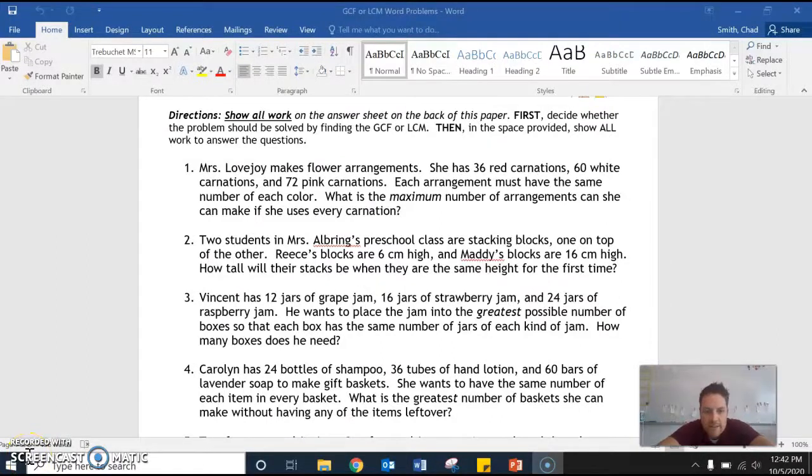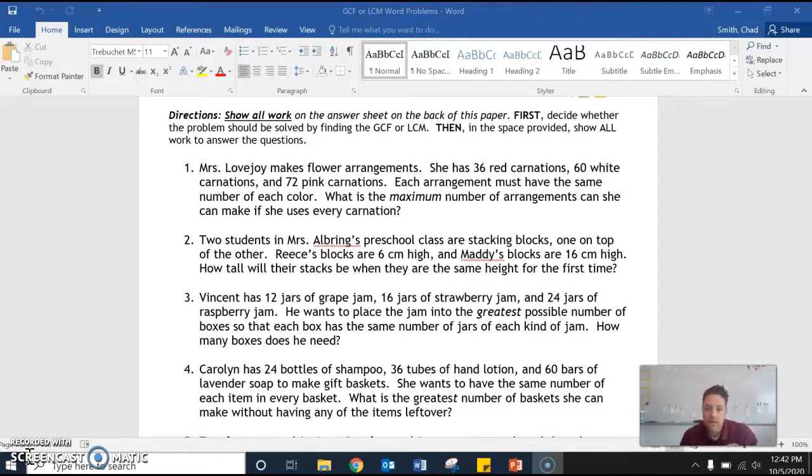I just wanted to take the time to go over the first, maybe the second problem with you here on this worksheet you're going to be doing. So take your worksheet out. It says Mrs. Lovejoy makes flower arrangements. She has 36 red carnations and 60 white carnations and 72 pink carnations. Each arrangement must have the same number of each color. What is the maximum number of arrangements she can make if she uses every carnation?